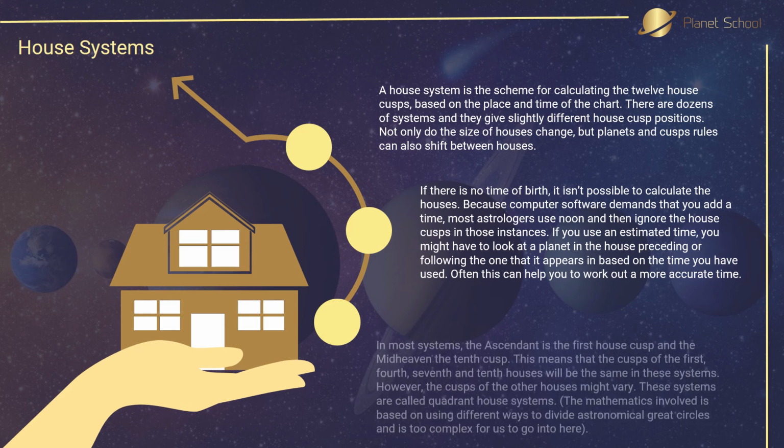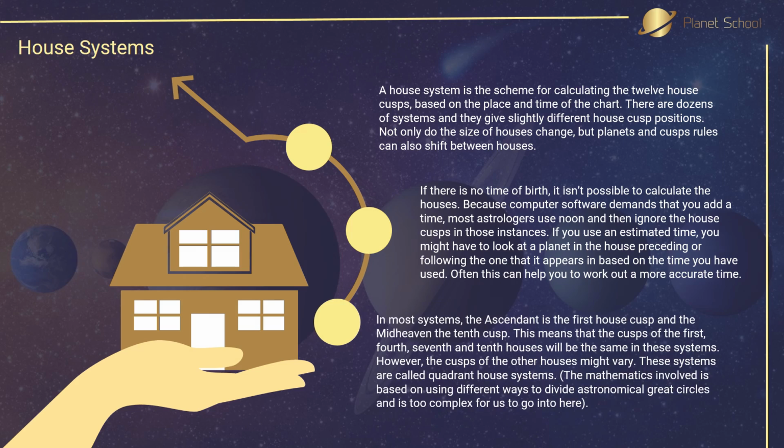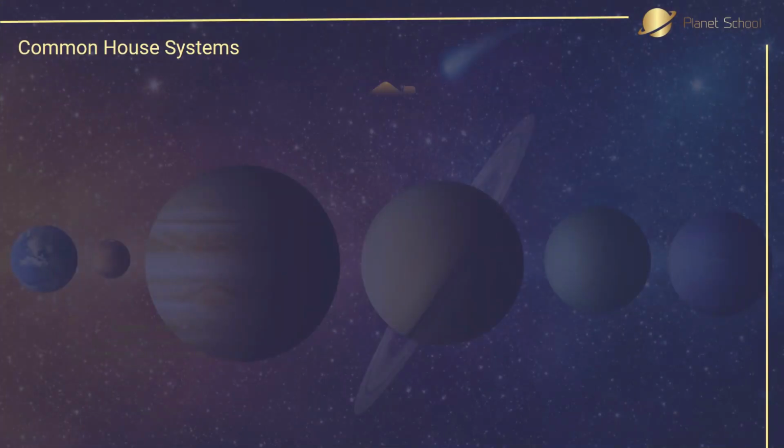In most systems, the ascendant is the 1st house cusp and the midheaven the 10th cusp. This means that the cusps of the 1st, 4th, 7th and 10th houses will be the same in these systems. However, the cusps of the other houses might vary. These systems are called quadrant house systems. The mathematics involved is based on using different ways to divide astronomical great circles and is too complex for us to go into here. Common house systems.